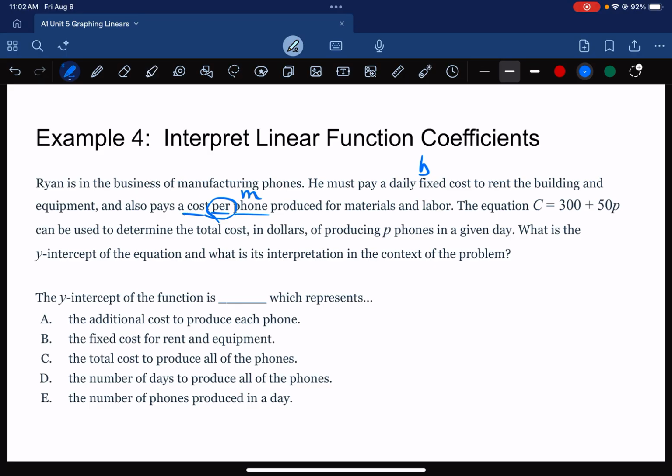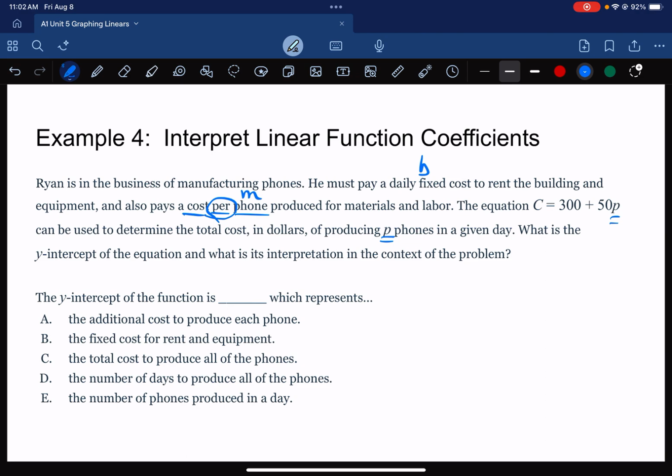Produced from materials and labor. The equation C equals 300 plus 50p can be used to determine the total cost in dollars of producing P phones. So P is the number of phones. That's what's changing here, is how many phones you produce. What is the y-intercept of the equation, and what is its interpretation in the context of the problem?